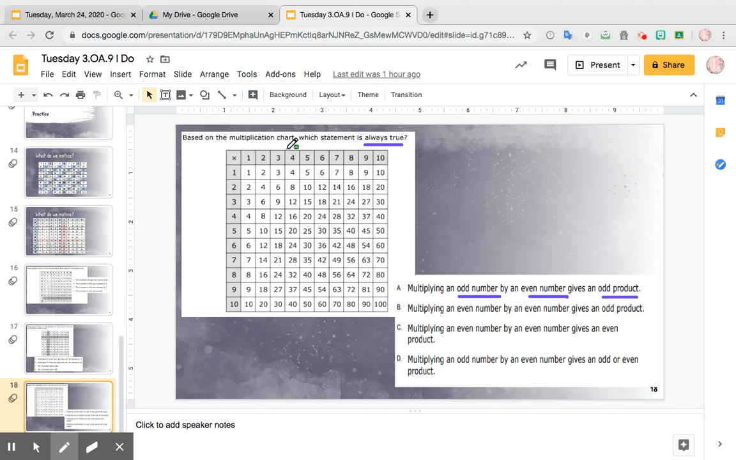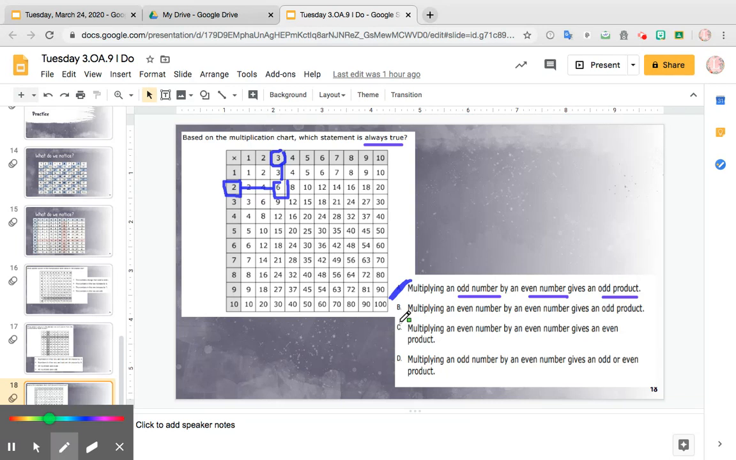So let's see, an odd number. Let me keep that same color. An odd number, so 3 times an even number. So let's just start simple. 2 should give me an odd product, an odd answer. Well, 3 times 2 gave me 6, and that's not odd. So A can't be right.